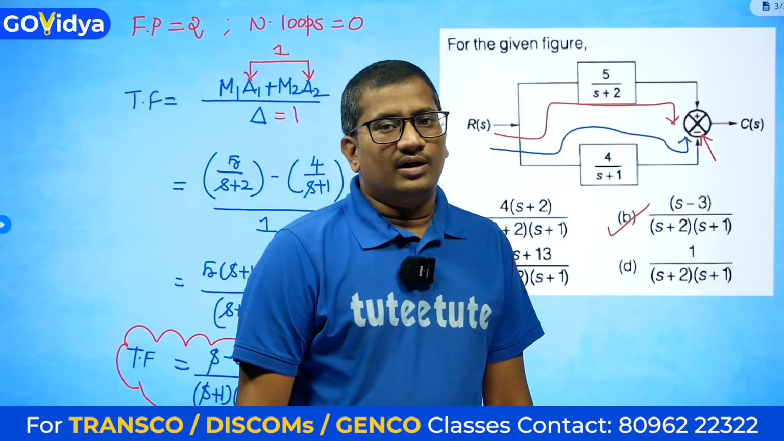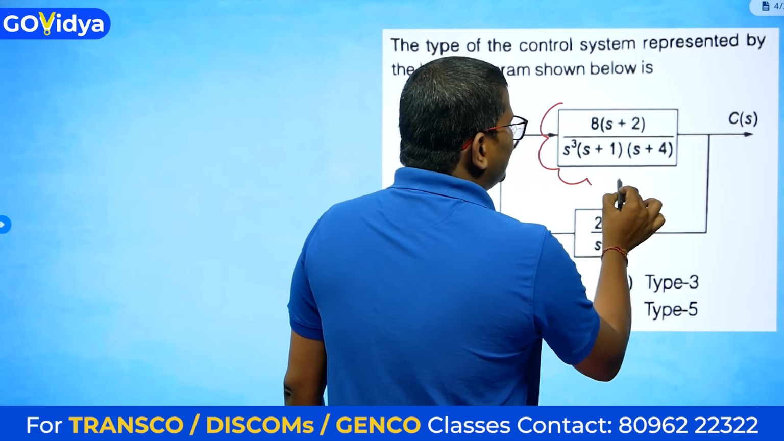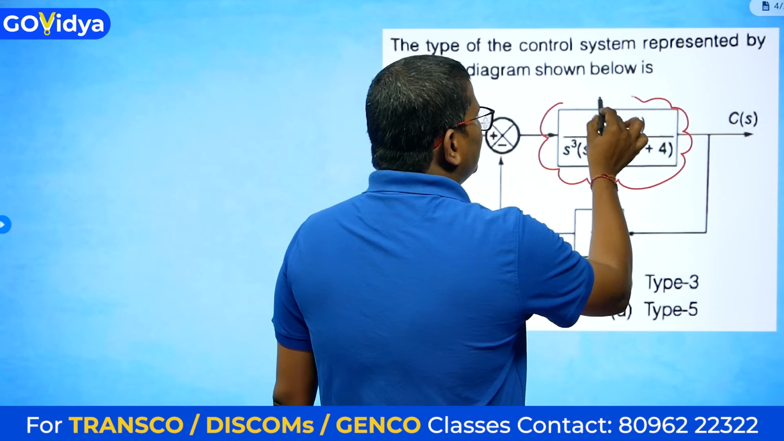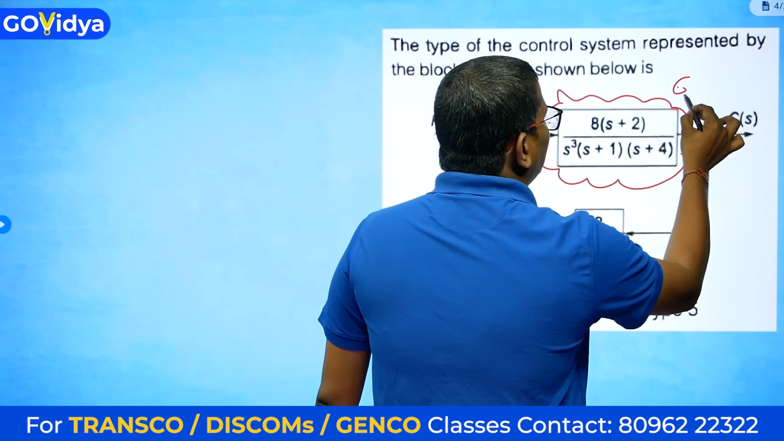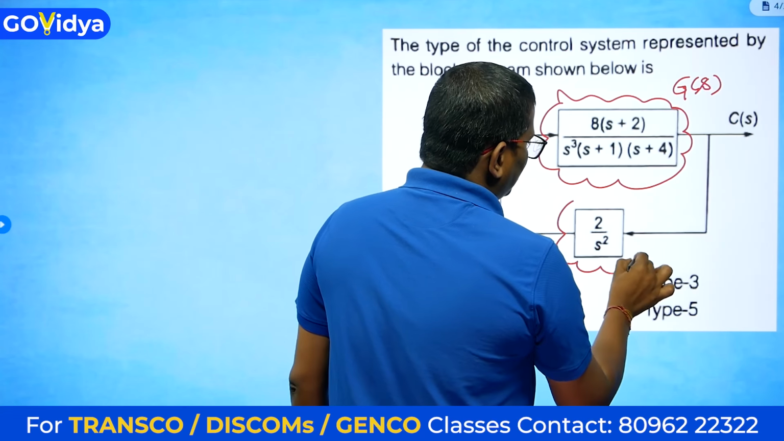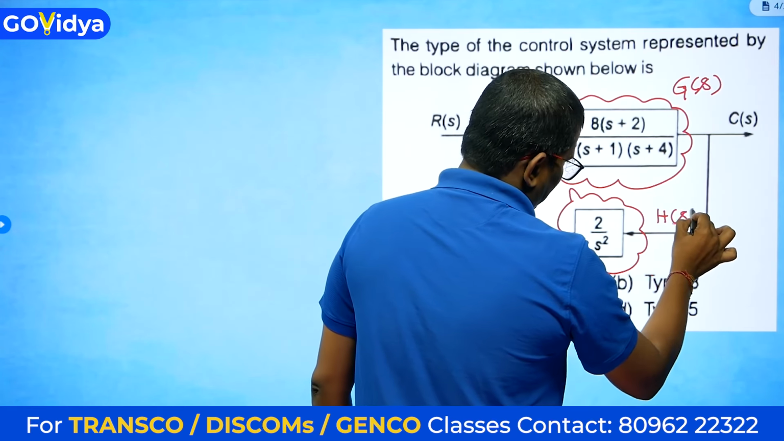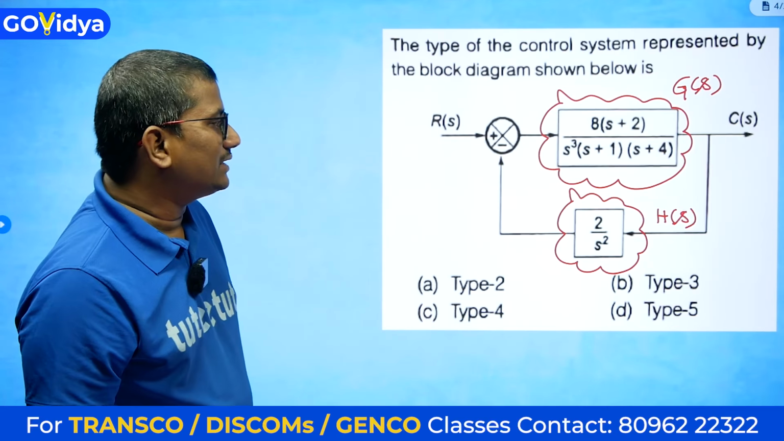Okay. Now, let us see another question. You read the question. What is that? The type of the control system represented by the block diagram shown below. So, this is what is called G of S. Can I say that? This is G of S. What about this? This is H of S.